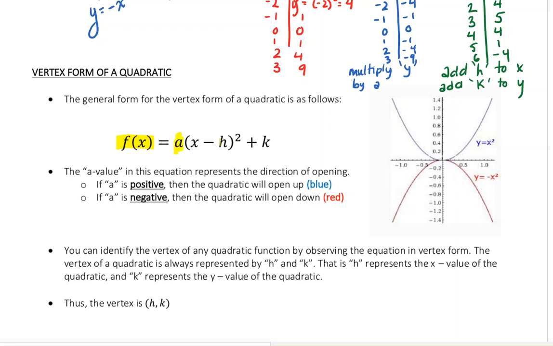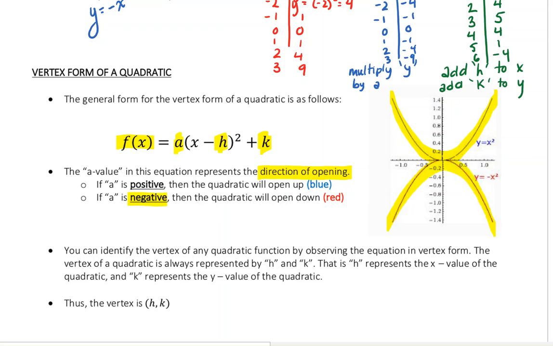And then we have our a, our h, and our k values, which are important to us in determining certain properties about our quadratic. Now the a value in this equation, and any equation of a quadratic, standard or factored, determines the direction of opening. If a is positive, then the quadratic will open up, like so, as you see in this graph to the right. And if it is negative, then the quadratic will open down, like you would see right here.